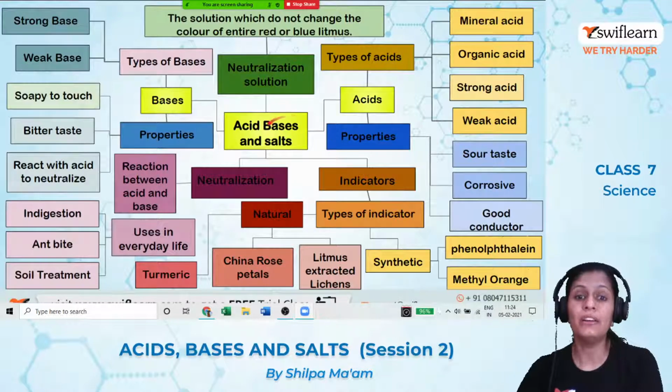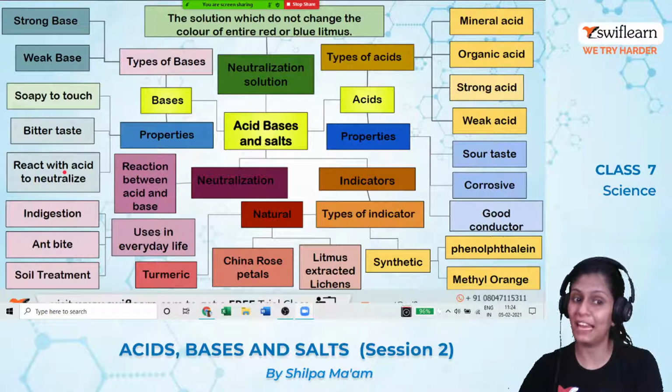Now, what are bases? Bases की अगर हम properties की बात करें, they are bitter in taste, they are soapy to touch and they react with acid to neutralize and produce a salt. Types of bases are strong and weak bases. If we talk about neutralization reaction, it is basically a reaction between an acid and a base. Neutralization solution क्या होता है?